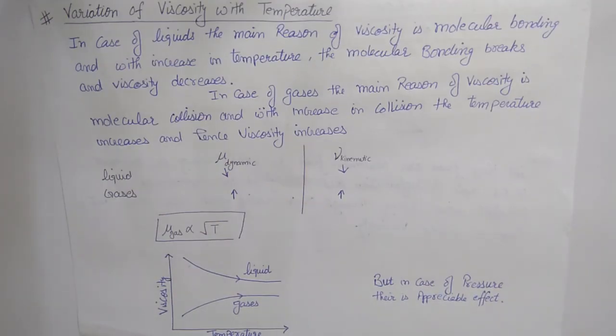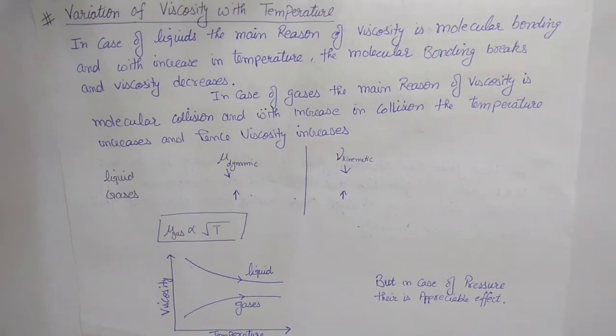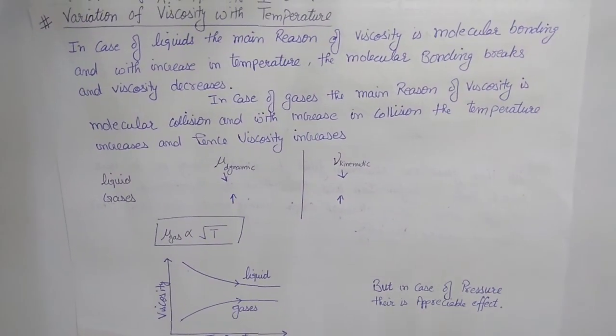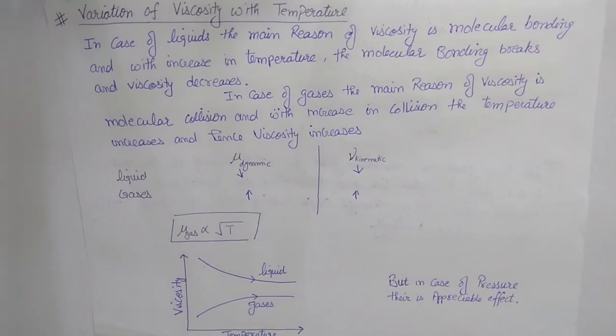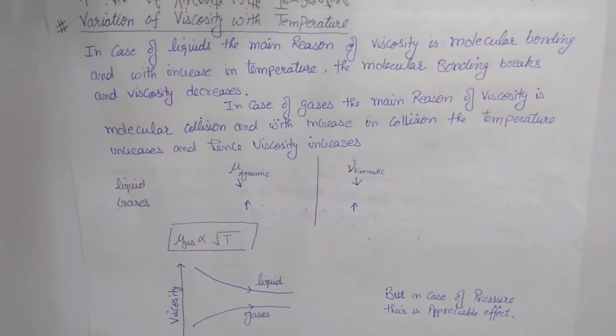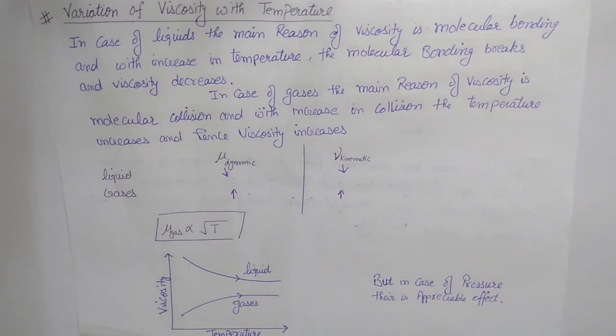Coming to another topic, that is variation of viscosity with temperature. In case of liquids, the main reason of viscosity is molecular bonding, and with increase in temperature, the molecular bonding breaks and viscosity decreases. In case of gases, the main reason of viscosity is molecular collision, and with the increase in temperature, the collision increases and hence the viscosity increases. For liquid, if we increase the temperature, both the dynamic and kinematic viscosity decrease. But in gases, both the dynamic and the kinematic viscosity increase.